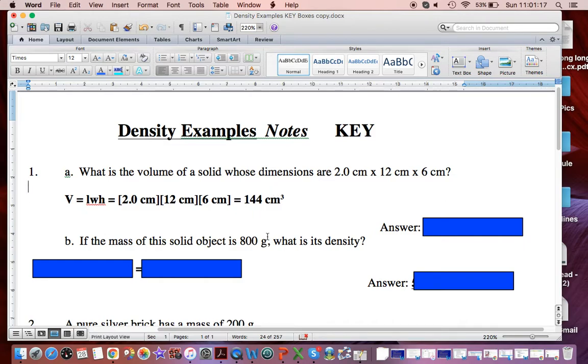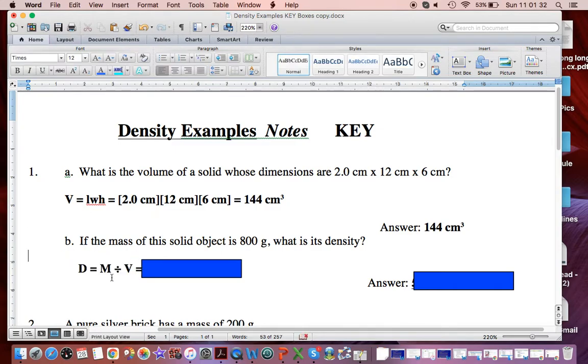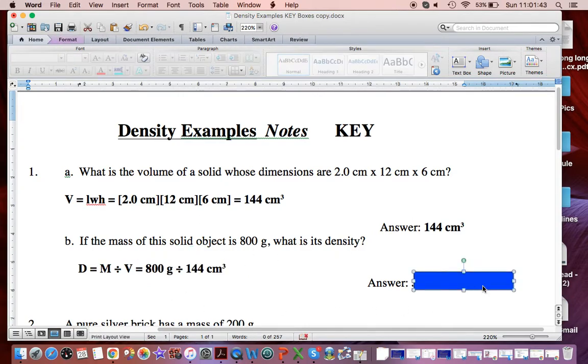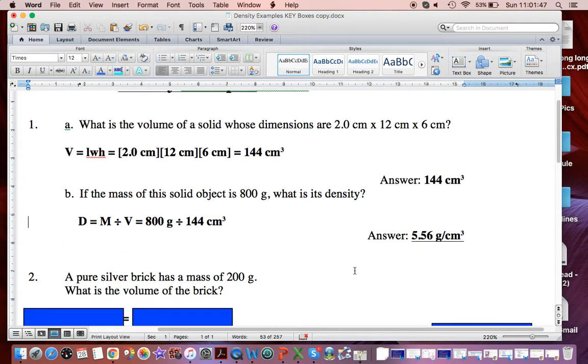We're told what the mass is. Oh, I guess I better write that in there, 144. I just transferred the number here. Now, we're told the mass is 800 grams. We know the volume, and we're after density. Step 1, write the formula, D equals m divided by V. Plug in the 800 for mass. Plug in the 144 for volume. And when we take 800 and divide it by 144, we get 5.56 grams per centimeter cubed.